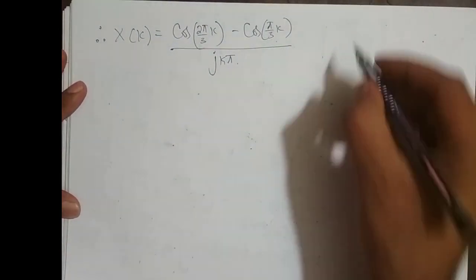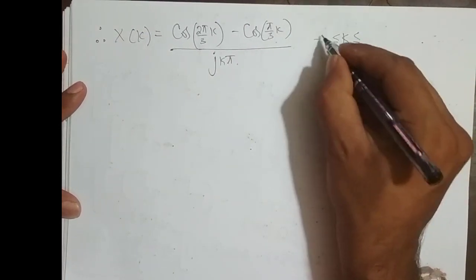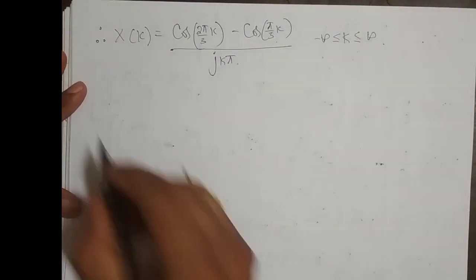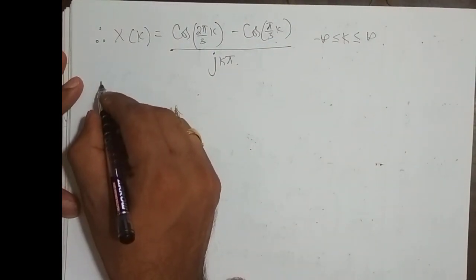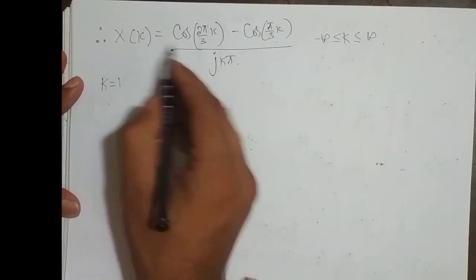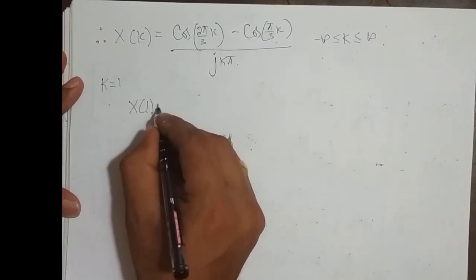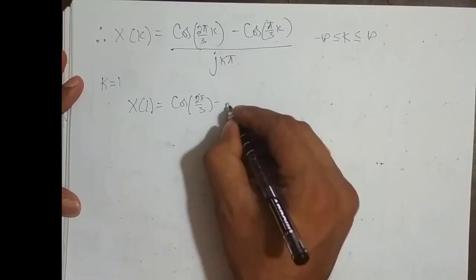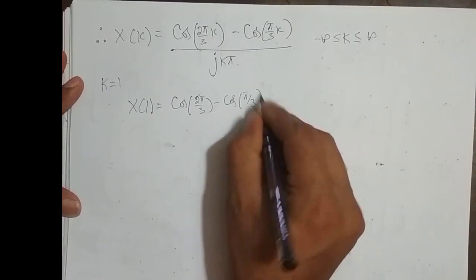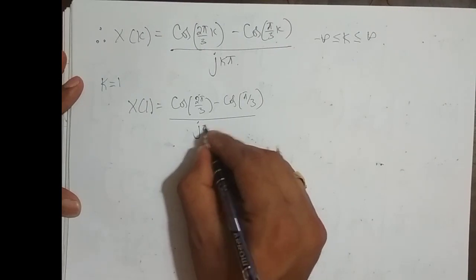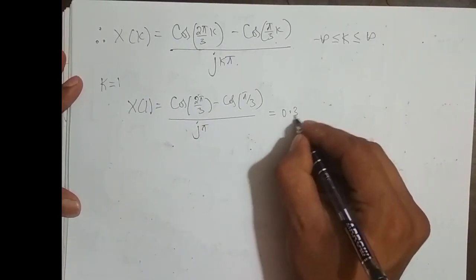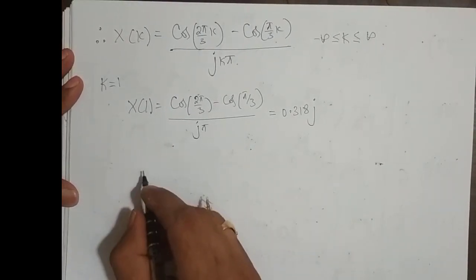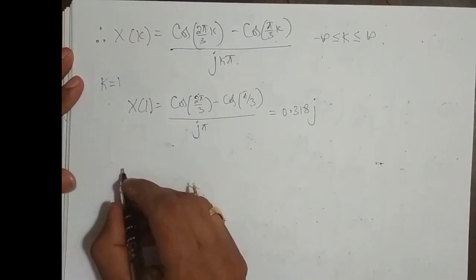Fine. So this is the Fourier series coefficient, where k varies from minus infinity to plus infinity. Now, for k equal to 1, x of 1 is equal to cos of 2 pi by 3 minus cos of pi by 3, whole divided by j pi. So this ends up with 0.318 j. Just check this result. I'm not sure. If I'm wrong, just correct it.